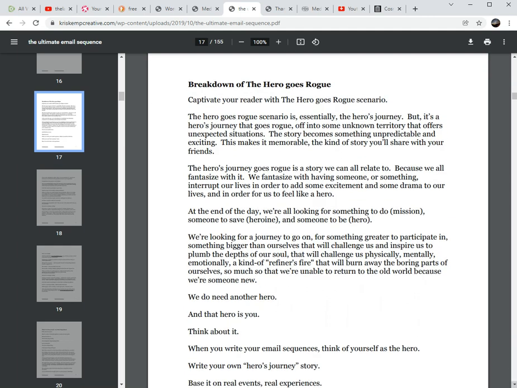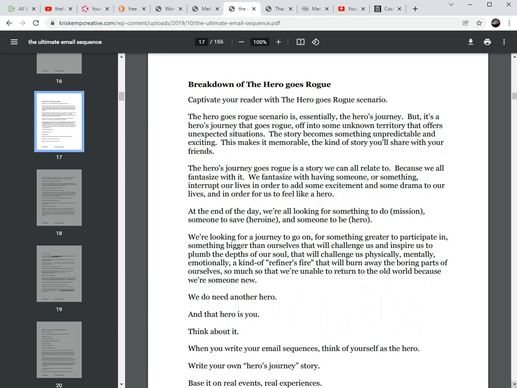So the hero goes rogue scenario is essentially the hero's journey, but it's the hero's journey that goes rogue into some unknown territory that offers unexpected situations. Now this is where the fun stuff comes in. The story becomes something unpredictable and exciting. So this is what makes it memorable. It's unpredictable and exciting. It's the kind of story you'll share with your friends.